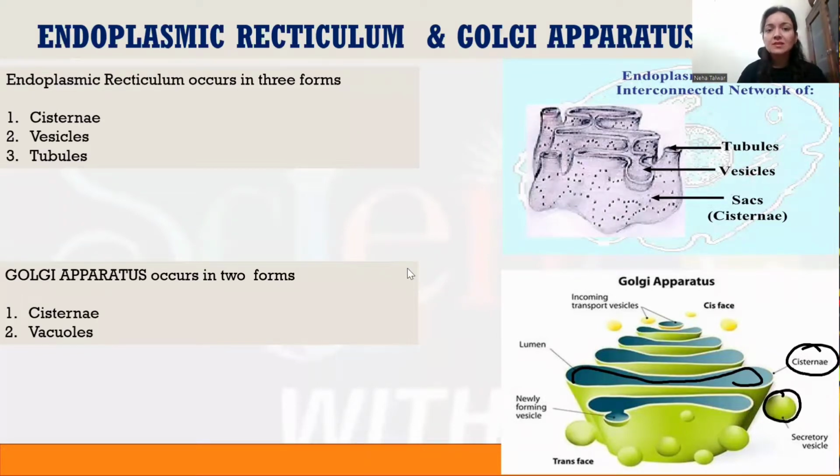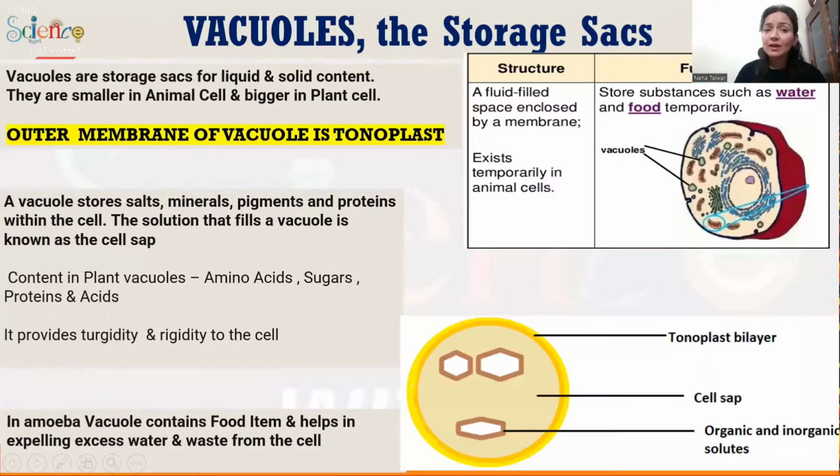So next is vacuoles. Vacuoles are present in plants also, and in animals also. But in animals, the vacuole size is very small because we don't need much storage in our body. But in plants, the vacuole size is very big, bigger than any other organelle in the plant cell. So vacuoles provide turgidity to the plant cell because they have to stay outside in hot weather.